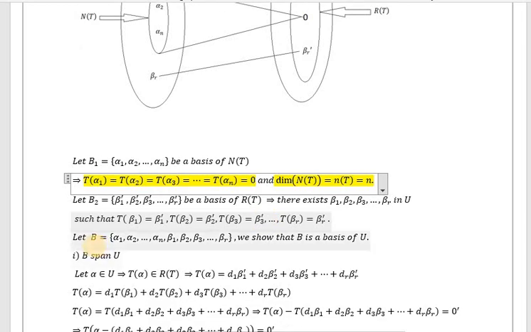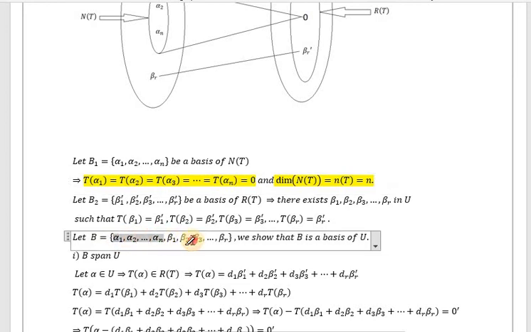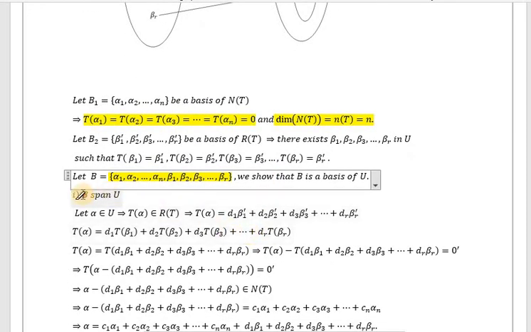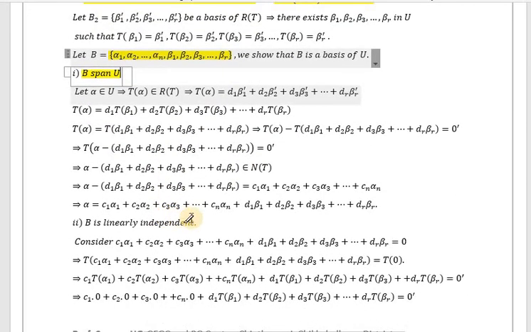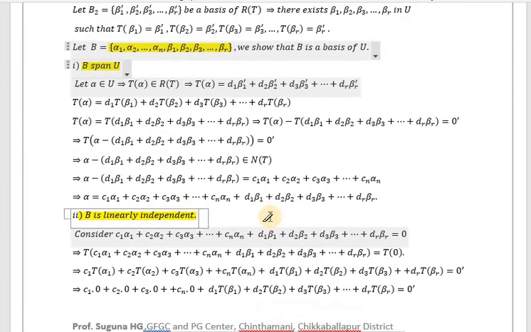Then the basis B will be alpha 1, alpha 2, alpha n, and these elements together, the elements of U. That is, basis B is equal to alpha 1, alpha 2, alpha n, beta 1, beta 2, and so on, beta r. We show that B is a basis of U. That means to show that it is a basis of U, we have to prove these results: that B spans U and B is linearly independent. So let us prove this one.